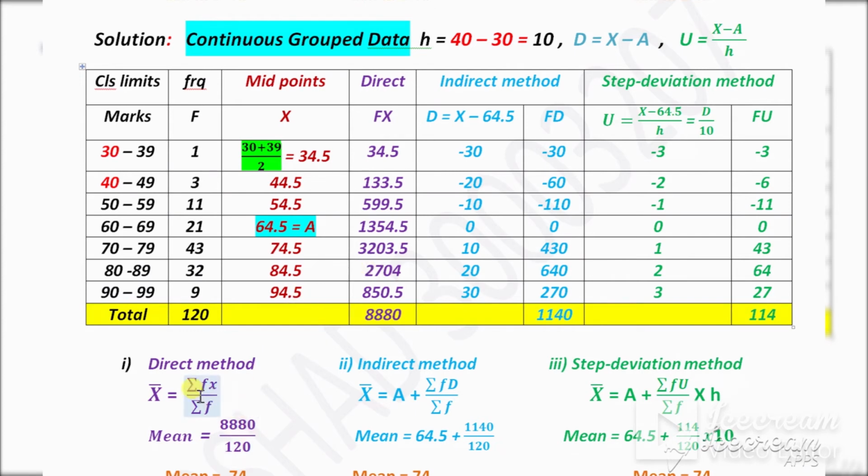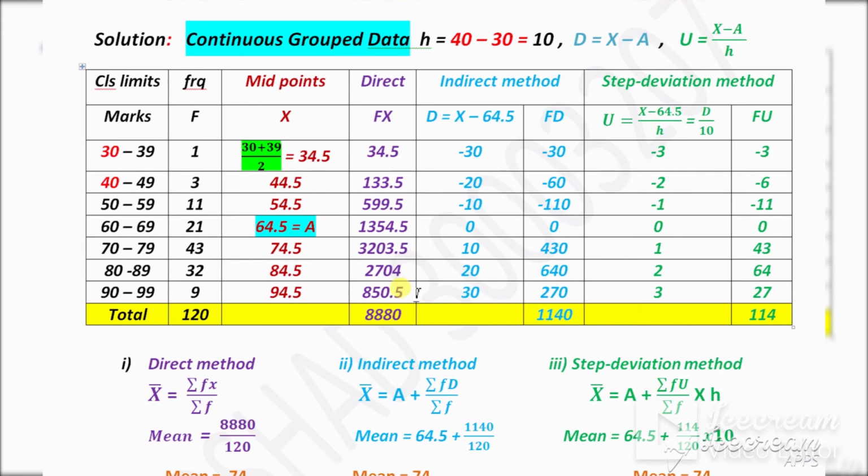Direct method formula is f multiply with x. So f multiply with x, we will get the numbers. So 1 multiply 34.5 is this number. 3 multiply with 44.5 is 139.5. 11 multiply 54.5 is this number. 21 multiply with 64.5 is this number. 43 multiply with this is this. So these are the product of f and x. F multiply with x is this column.